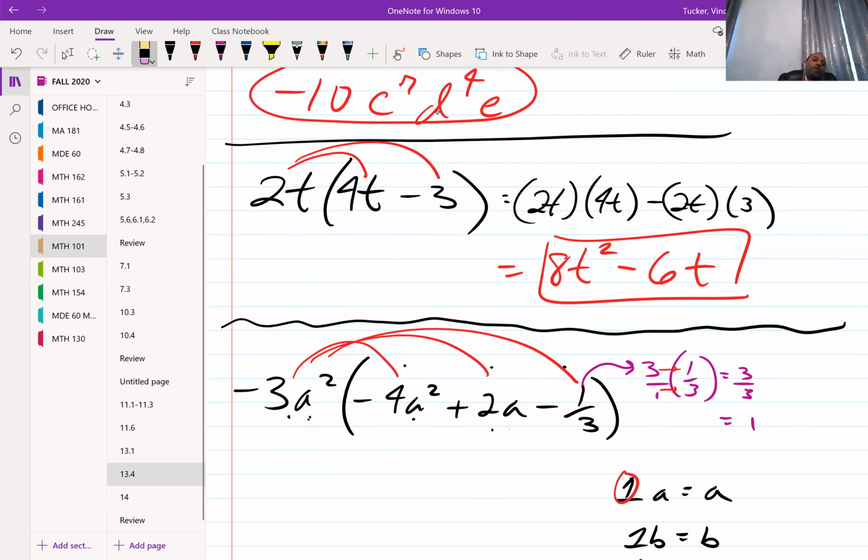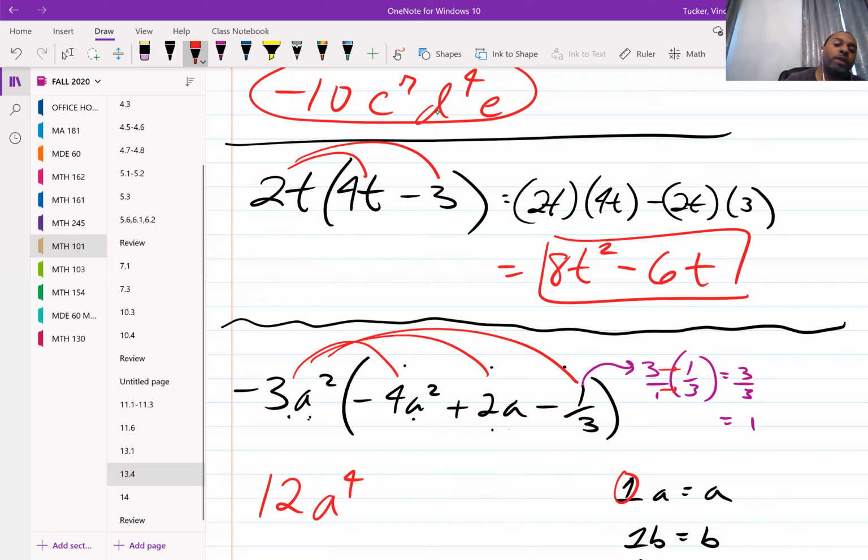So this one we have negative 3a squared times negative 4a squared plus 2a times negative 1/3. So you have to distribute negative 3a squared to each term. First one, negative 3a squared times negative 4a squared. Negative 3 times negative 4 is a positive 12. A squared times a squared, you're going to add those exponents, so it's a to the 4th.